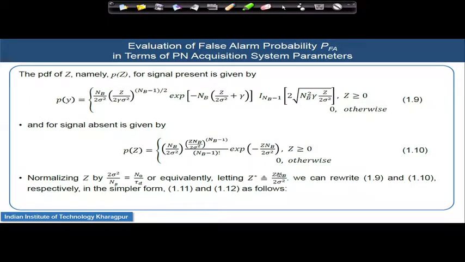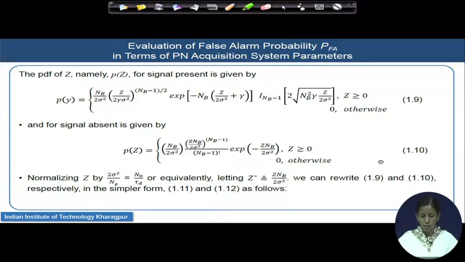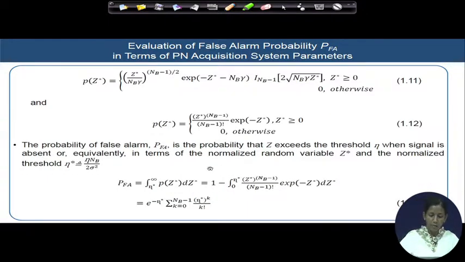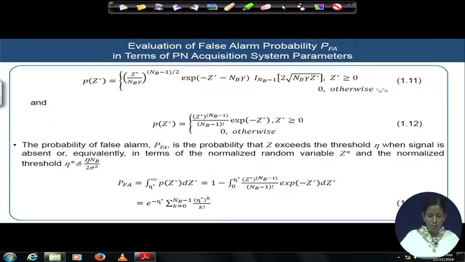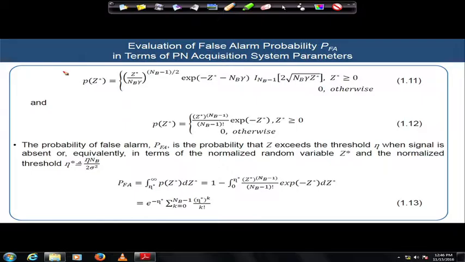Remember, 1.11 is obtained from 1.9 by substituting Z n_b by 2 sigma square by Z star, and 1.12 is obtained from 1.10 by the same substitution. And remember that 1.11, with this normalization, is the PDF of Z, the input signal to the decision device, when the signal is present, and here the signal is absent.